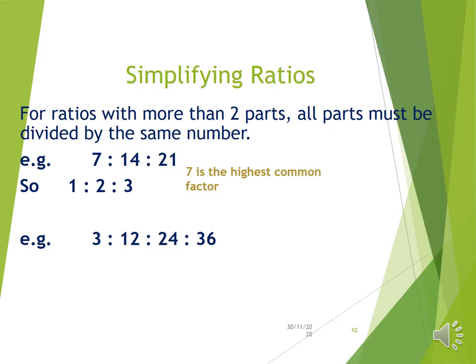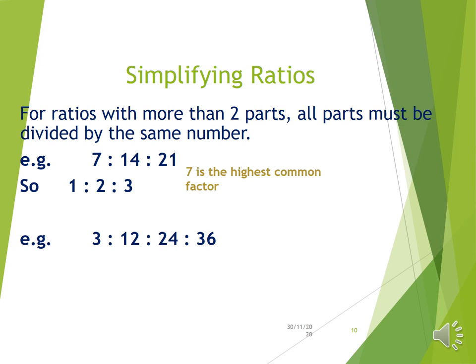You find out what 7 divided by 7 is: 1. What is 14 divided by 7? 2. What's 21 divided by 7? 3. And then you ask yourself the question again: is there a number that will fit into 1, 2, and 3 without any remainders other than the number 1? And the answer is no. Therefore, that is the simplest form.